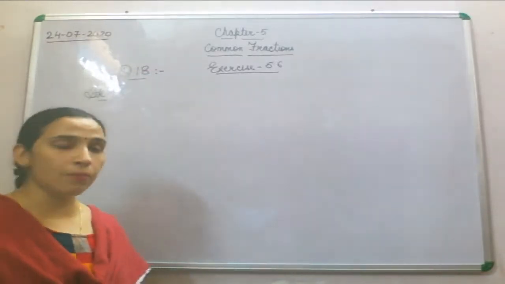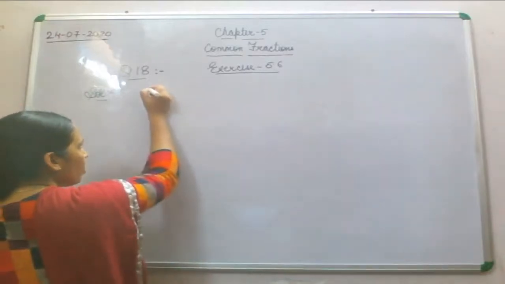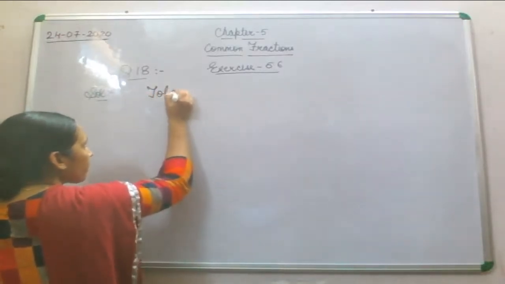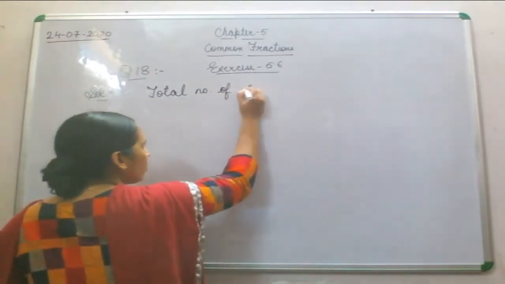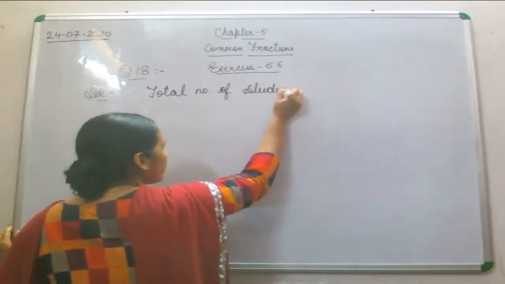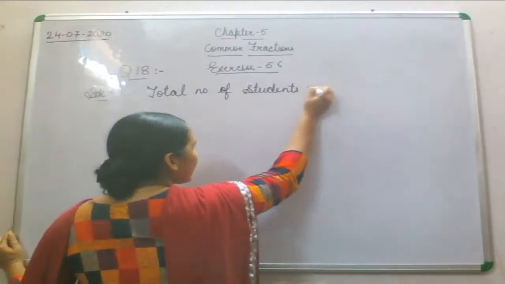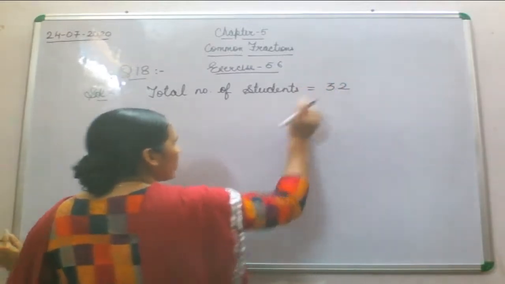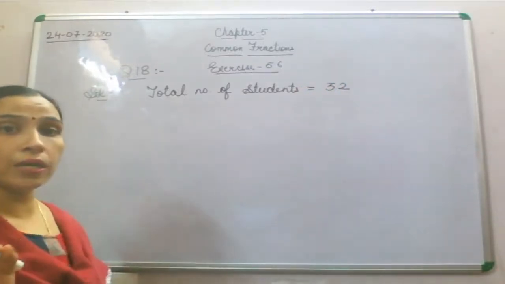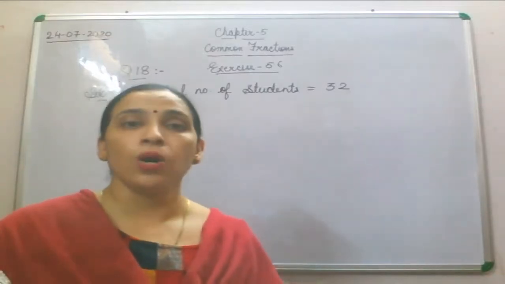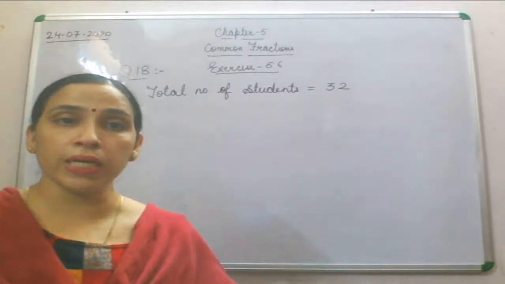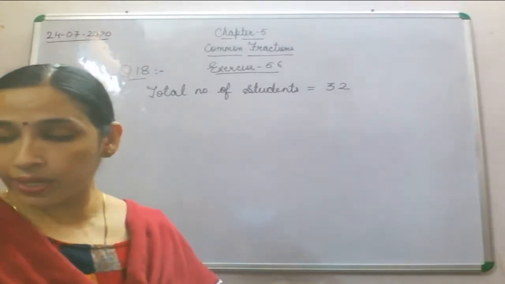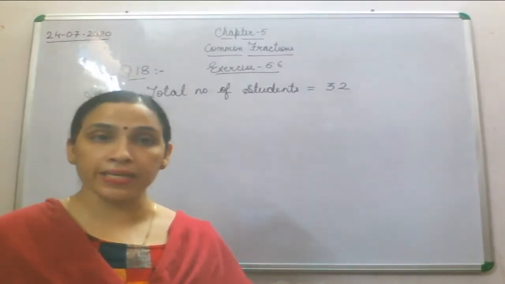So children, what we will do in this question, first we will write the statement, what is the total number of students. So first of all we will write total number of students. What is the total number of students? That is 32. Now this is given to you. This is your first line of the question. Now here the total number of students is 32.